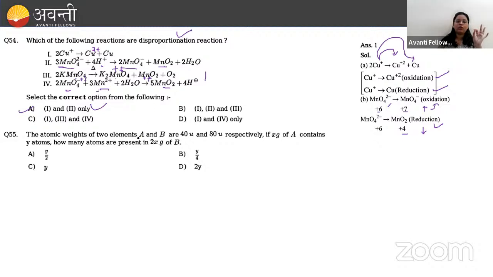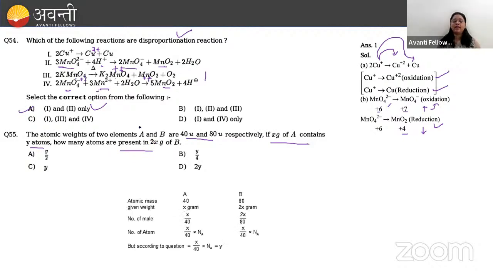So, the atomic weights of two elements. There are two elements A and B whose atomic weights are 40 and 80 u, atomic mass unit. If x gram of A contains y number of atoms, how many atoms are present in 2x gram of B? Here we need to consider simple maths. For element A the atomic mass is 40 u, and for element B it is 80 u. We are given x gram and 2x gram.